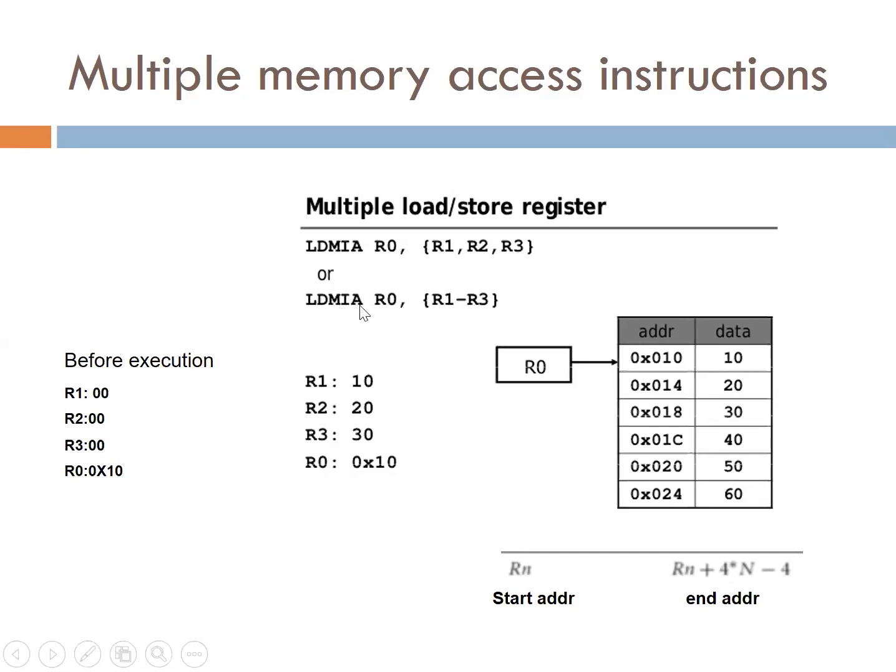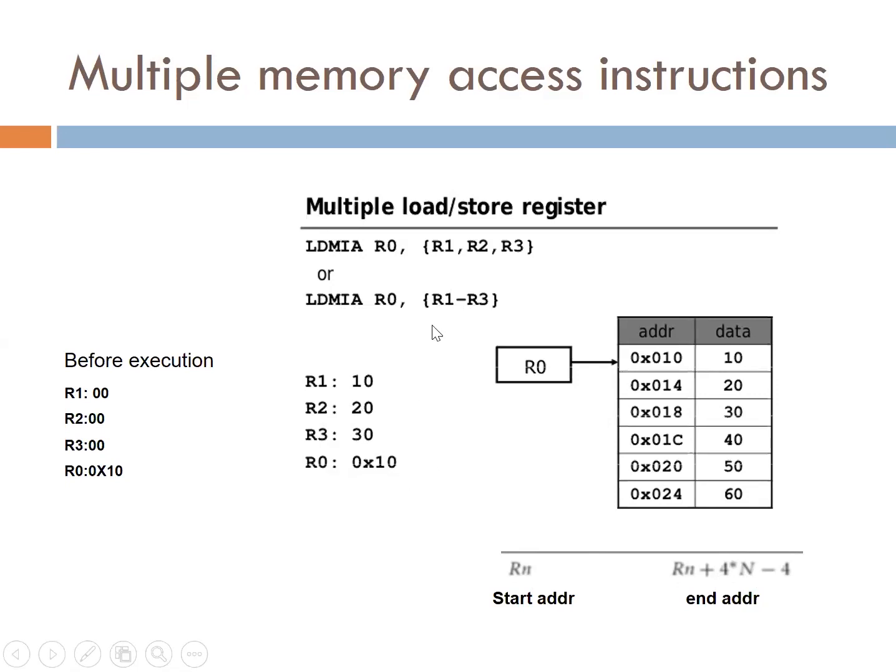Now for increment after, we have discussed that we have certain formulas for finding the starting address and ending address. We discussed the same in the previous session, so I have represented it here. For increment after, we have start address as Rn and end address as Rn plus 4 into n minus 4, where n is the total number of registers in the register list. Now we will analyze the operation of this instruction.